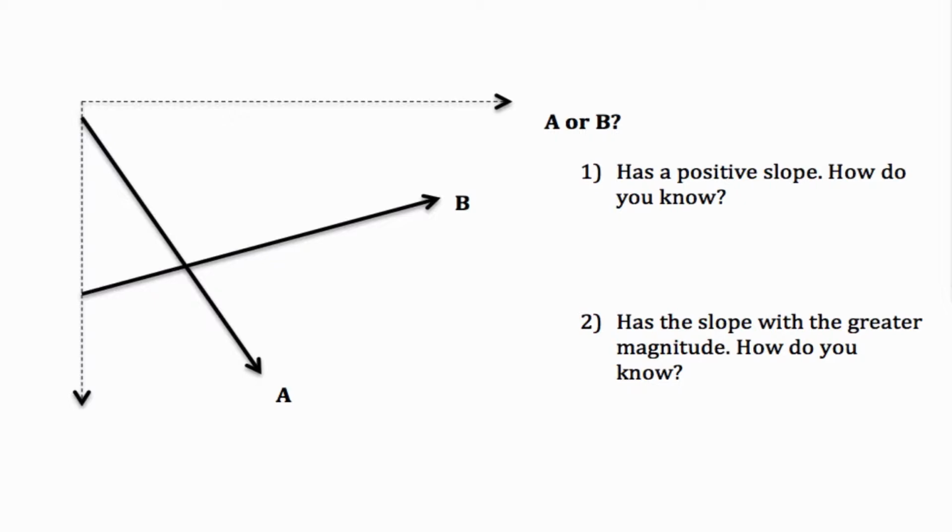Which line has a positive slope? Number 1 says which has a positive slope, and how do you know? And we can see that B has a positive slope. The line is going up. And if you gave me that answer, that would be fine with me.